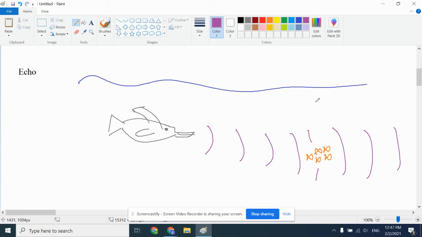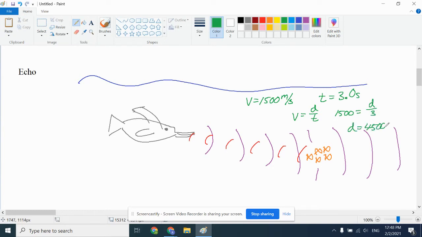Now, as it squeaks, the sound wave leaves the dolphin. Parts of that sound wave bounce off the fish. And when they bounce off the fish, they're going to return to the dolphin. So let's say our dolphin is very sophisticated and knows some mathematics. The speed of sound in water is about 1,500 meters per second. Let's say our dolphin squeaks, and 3 seconds later, he hears a squeak again. So velocity is distance over time. We would say 1,500 is the distance over 3. In conclusion, the distance is 4,500 meters.